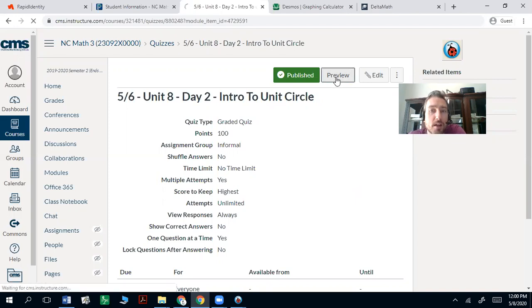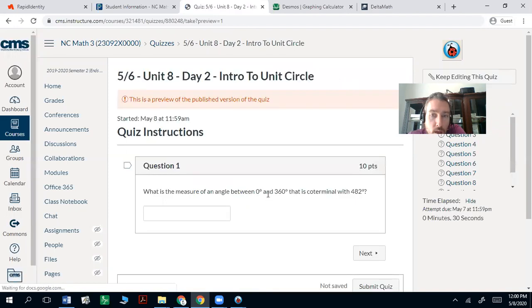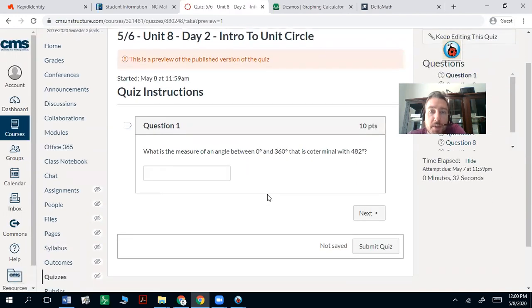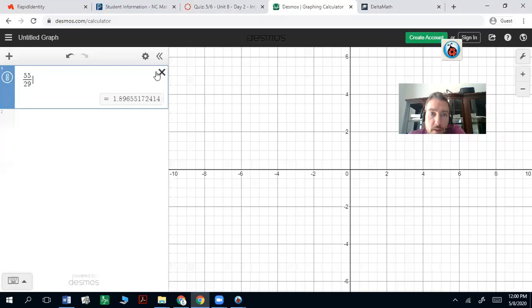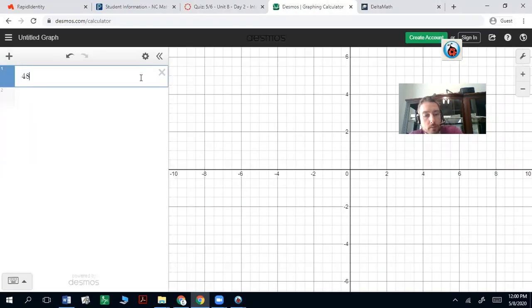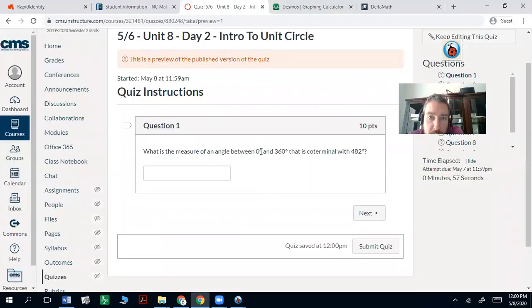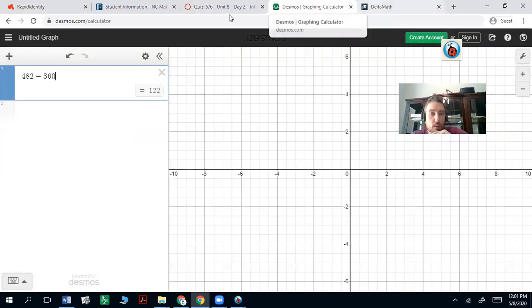Here we go. Question number 1. What is the measure of an angle between 0 and 360 that is coterminal with 482? Listen, if you're above 360, then you're going to subtract 360 until you get a number between 0 and 360. So I'm going to do 482 minus 360 in the calculator. 122. That is between 0 and 360. That's what coterminal means. You just need it to be around a circle. So like add 360 or subtract 360 and they're coterminal. So 122.